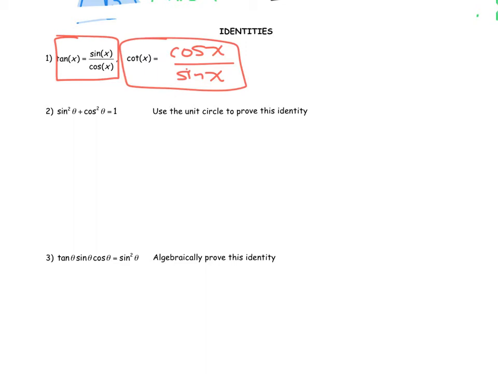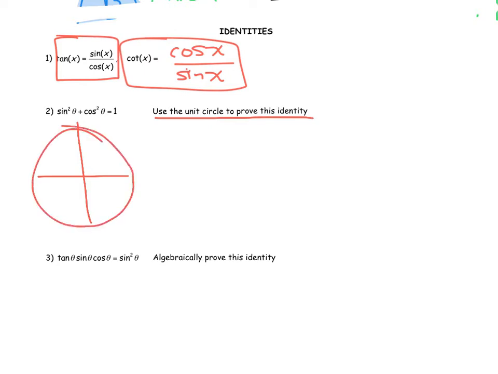So we have sine squared theta plus cos squared theta is equal to 1. Our little hint of information here says use the unit circle to prove this identity. So I'm going to draw my unit circle here. Sorry for my picture, it'll probably be helpful to draw a triangle. And we want to prove the following statement: sine squared theta plus cos squared theta equals 1.